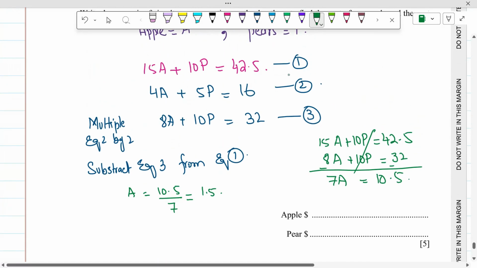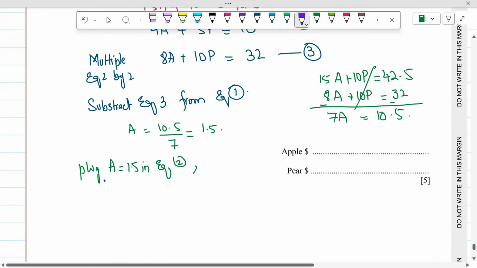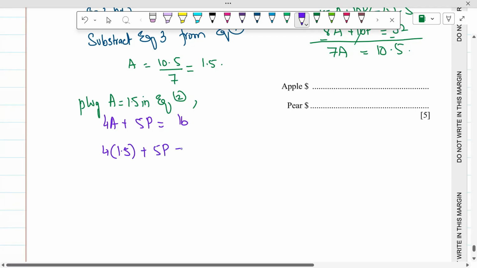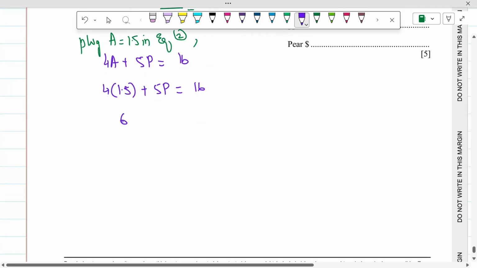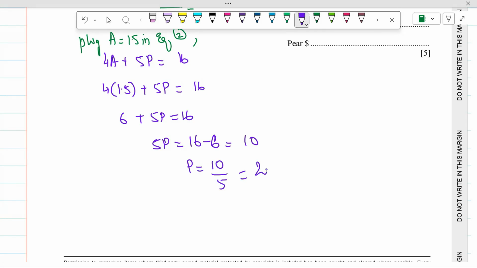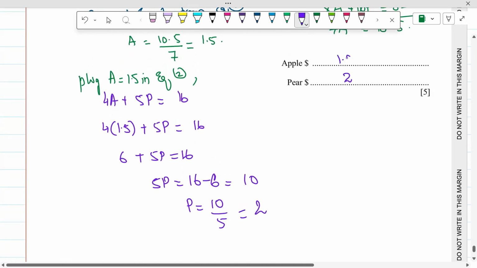Plugging this value of A into equation 2, A equals 1.5 in equation 2, we have 4A plus 5P equals 16. Plugging in A equals 1.5, 4 times 1.5 is 6, plus 5P equals 16, so 5P is equal to 16 minus 6, which is 10. So P is equal to 10 over 5, which is equal to 2. So the cost of a pear is $2. This one is 2 and this one is 1.5.